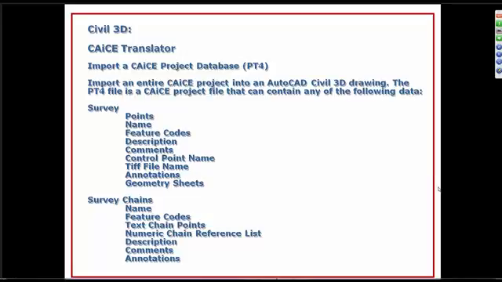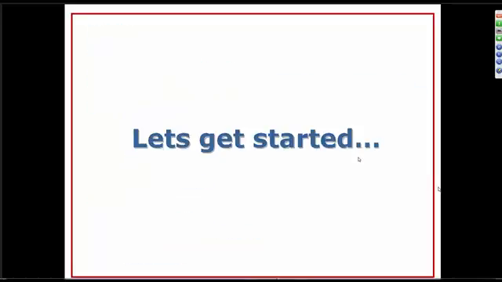So basically, you have survey data or you have your survey chain. And then in that, you have different options. Under survey, you can bring in points. Under survey chain, you could bring in the survey chain name, which would bring in all the survey points that are part of that chain. All right, and we'll take a look at that. All right, so let's get started.